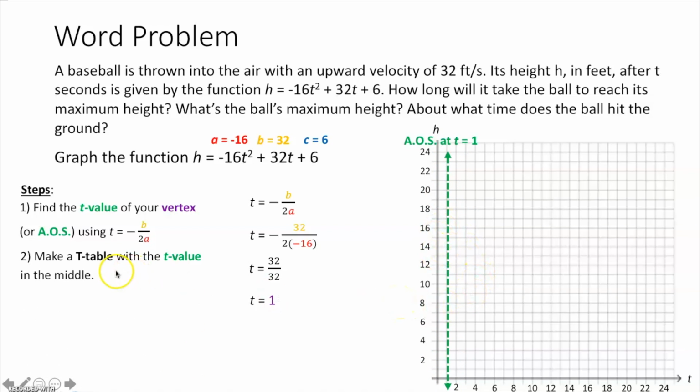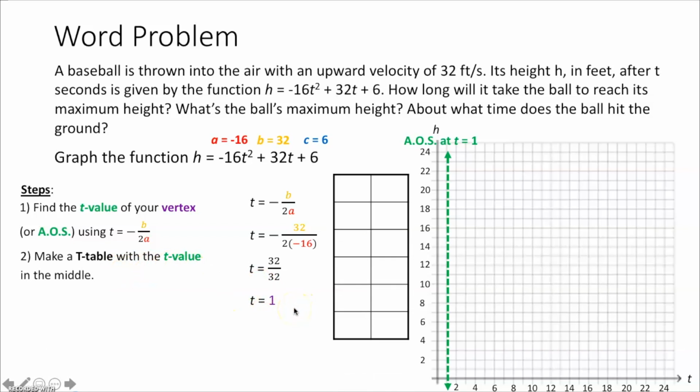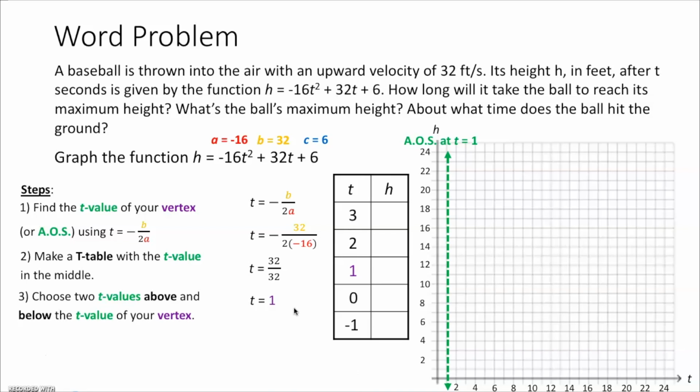Step 2, we're going to make a t-table with the t value that we just found in the middle of that t-table. We're going to pick 2 t values above and 2 t values below our vertex. We then plug those t values into the original function to get the h values that go with them. If I plug in 3 for t, 3 squared is 9, and 9 times 16 is 144, and that's negative 144 because it's negative 16. 32 times 3 is 96, and we add that to negative 144 and get negative 48. You then add 6, and you get negative 42.